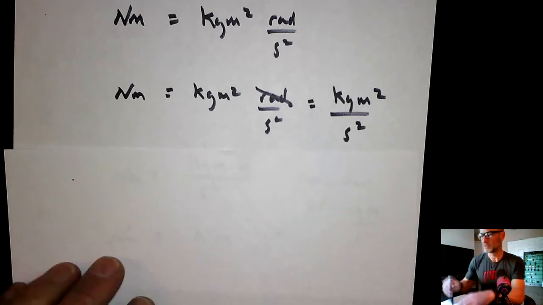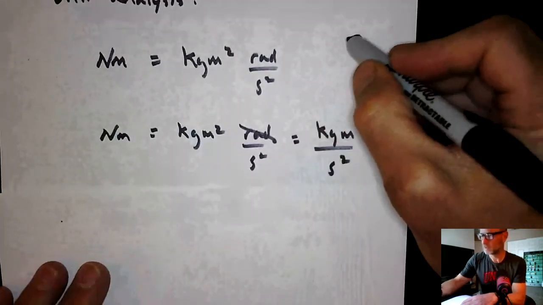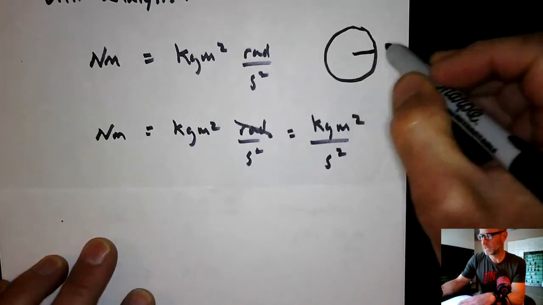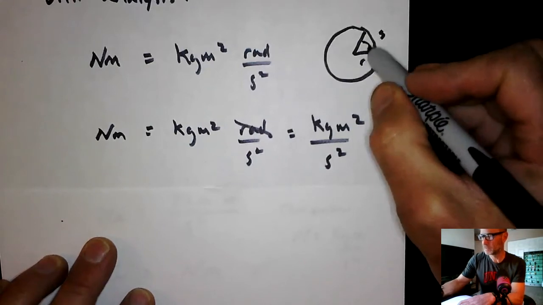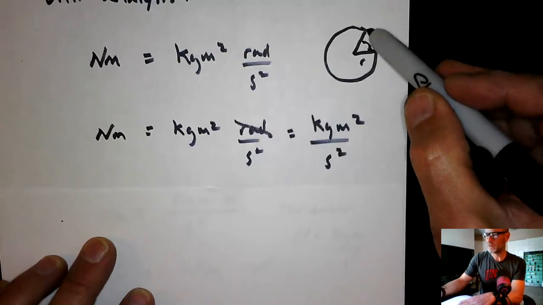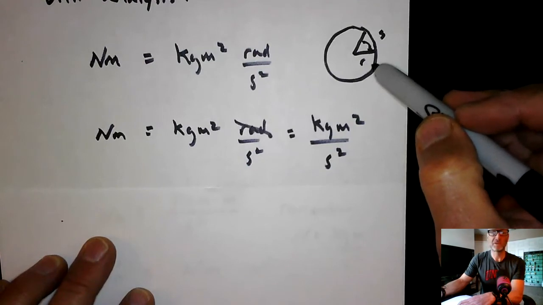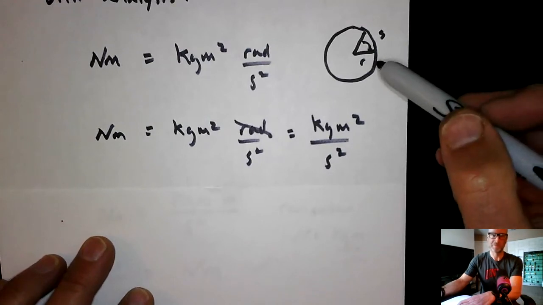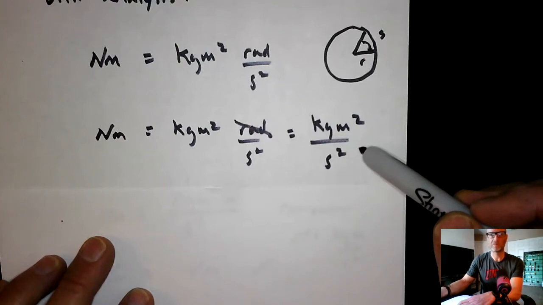A radian is, I draw here a circle, and I take the radius of the circle and I rotate it through some angle. This would be R and this would be S, and this would be the angle. A radian is a ratio of how long this arc is to how long the radius is. So it's units of length, meters, over units of length, meters, so they're unitless. So I'm crossing them out, and I'm left with kilogram meters squared per second squared.